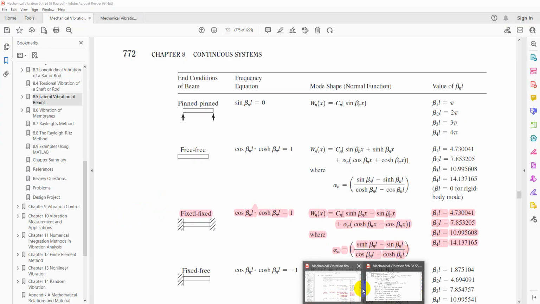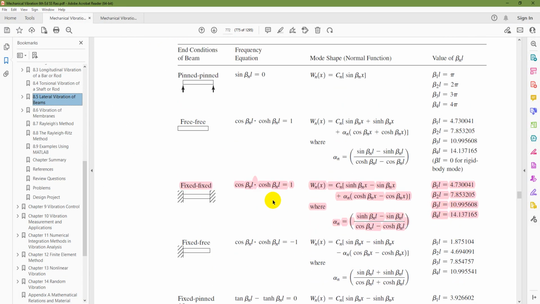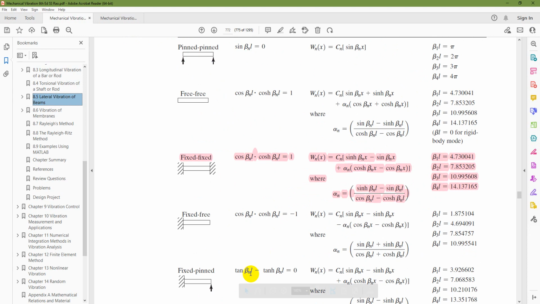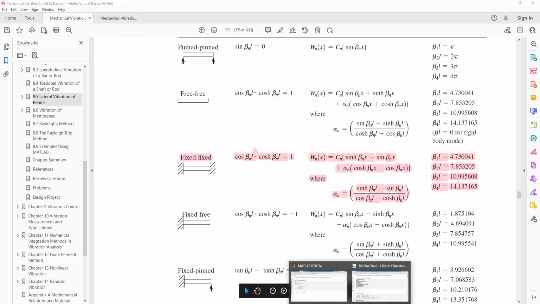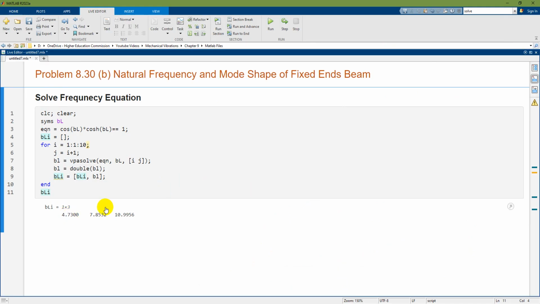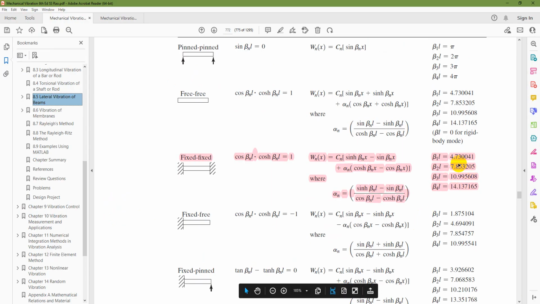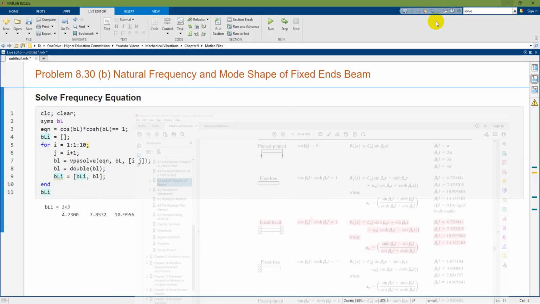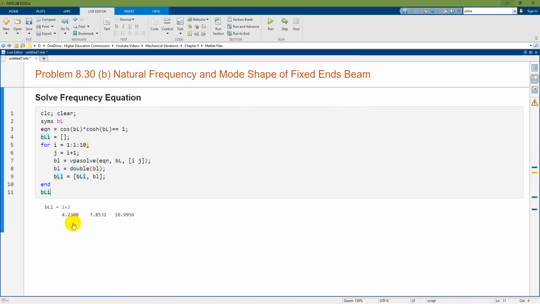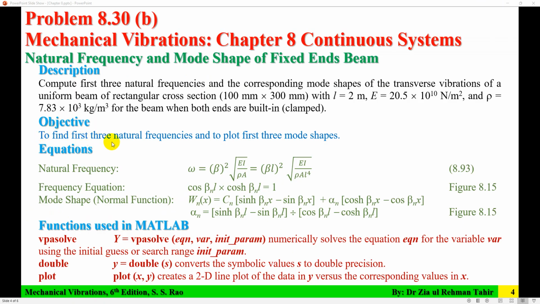So these values are here. For a fixed beam, the first value is 4.73, the second is 7.8, and the third one is 10.99. These are the first three values I have computed. In this way, you can compute the values of beta L, and now I am going to use these three values to find frequency. The next step is to achieve the first objective, to find the first three natural frequencies, and that's the formula.